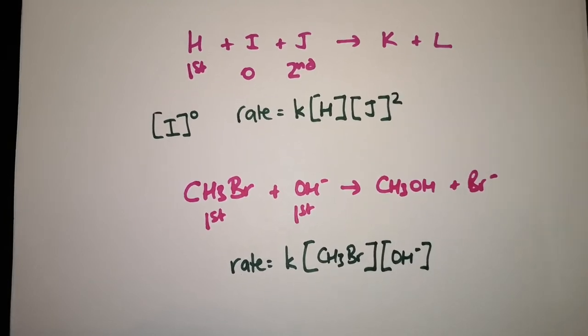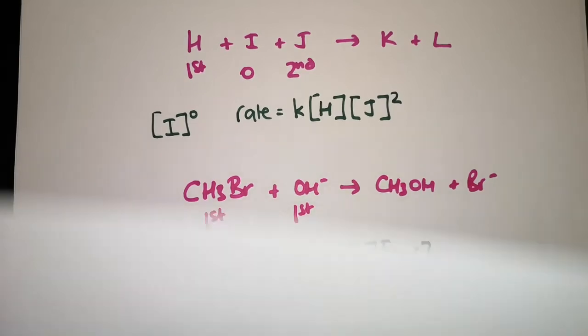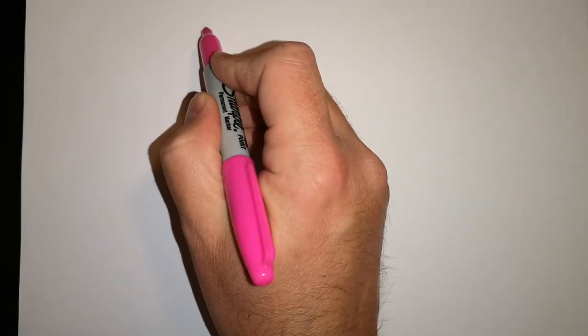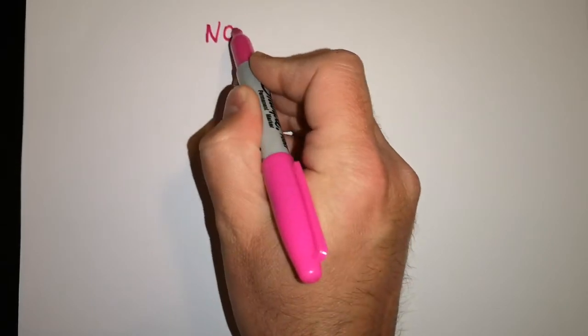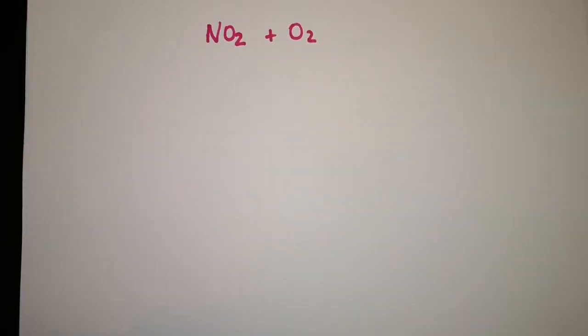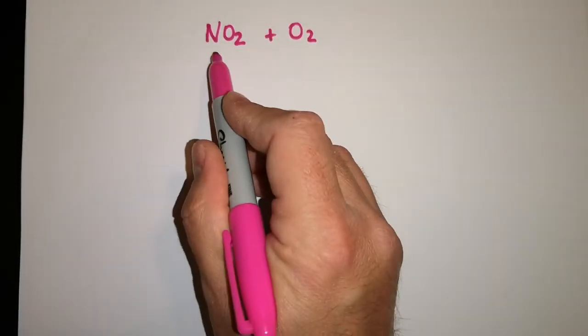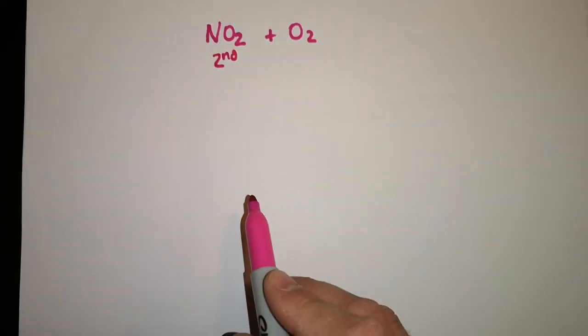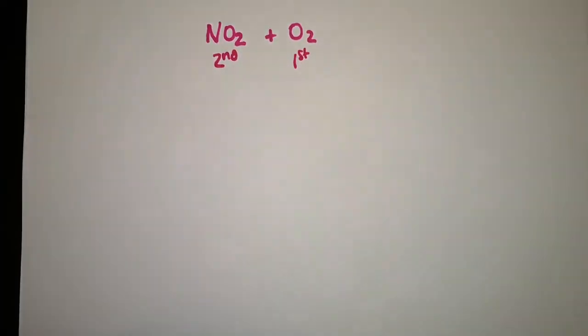So what I'm going to do is put a couple of examples on the next page, and I'd like you to pause the video and have a go at them. So let's say we have a reaction in which we have NO2 reacting with O2. Now the products are actually irrelevant, so I'm not going to put them on. But let's say that is second order and that's first order. What would the rate equation look like?